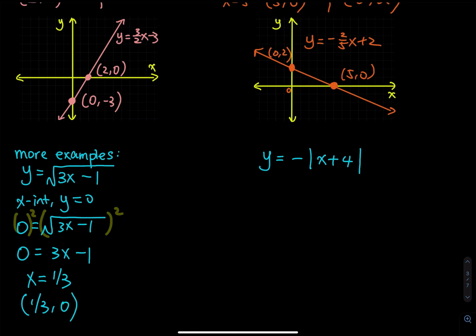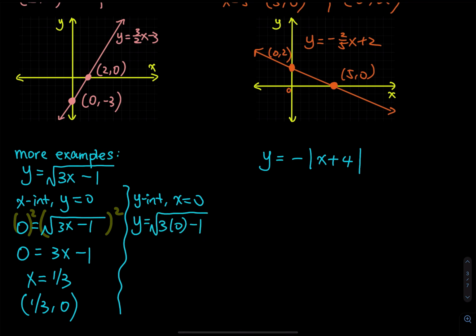And then how about the y-intercept? To find the y-intercept, we let x equal 0 and then solve for y. So y equals the square root of 3 times 0 minus 1. y equals the square root of -1. That is undefined, right? The square root of a negative is undefined. Therefore, there is no y-intercept. This equation has no y-intercept.